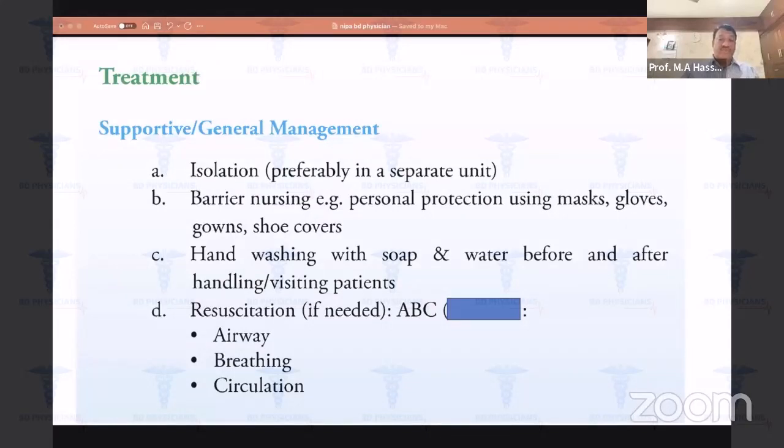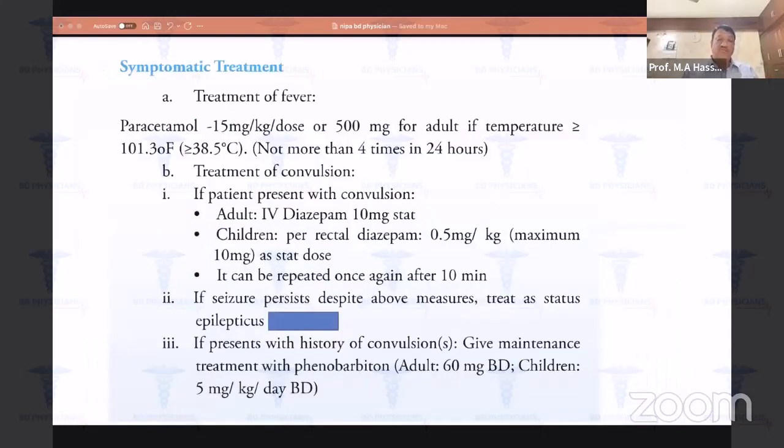Now, after diagnosis, as there is no specific treatment, we go for supportive and general management, like for an unconscious patient and an infectious patient. Isolation is also important, because there is human-to-human transmission, and the doctors and nurses should use personal protective equipment and practice hand washing before and after visiting the patient. There should be resuscitation of the patient if needed, and the patient should ideally be in the ICU or HDU ward, in an isolated ICU.